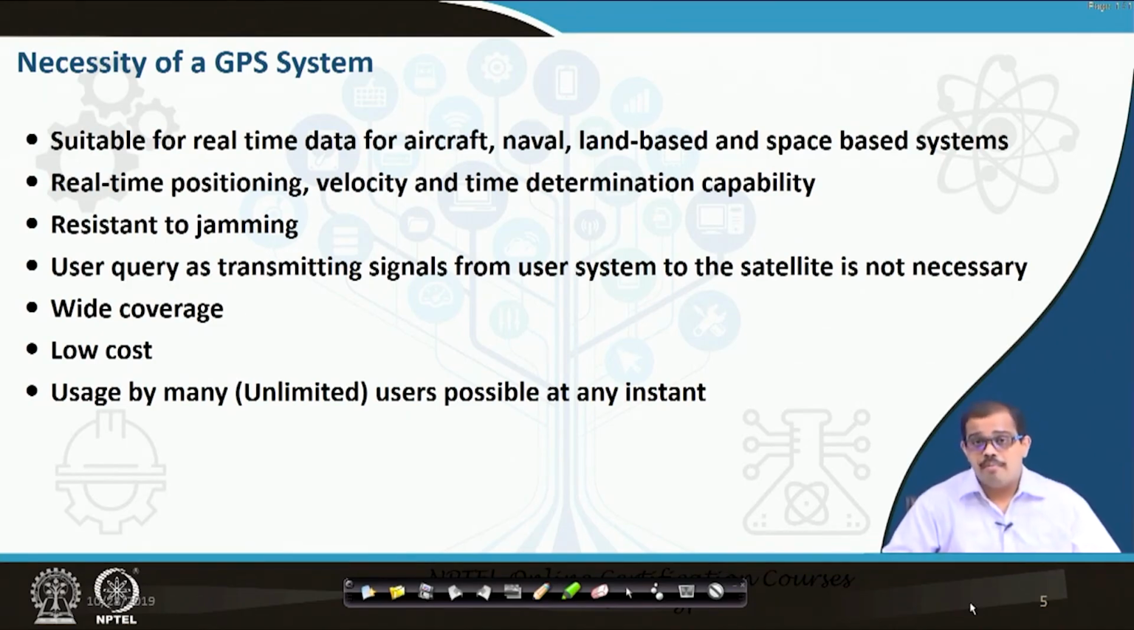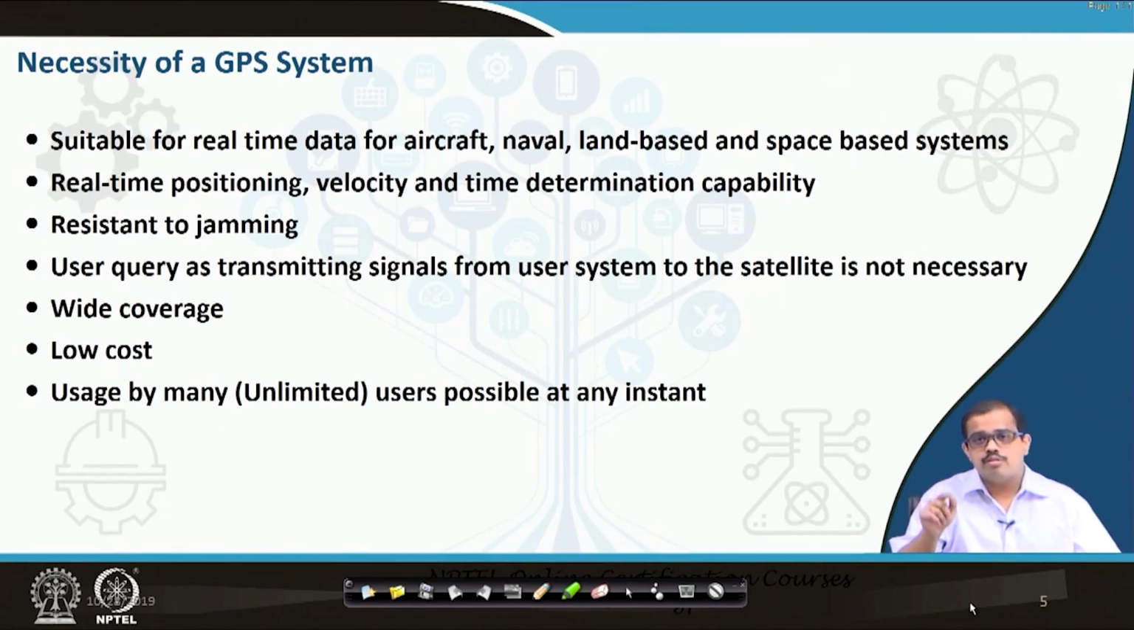Then very importantly, most of your mobile phones can be jammed, right? But these GPS systems are resistant to jamming. You cannot jam that particular channel by which the GPS acquires its signal. Transmitting user query signals from the user system to the satellite is absolutely not necessary. It means you need not send a query from your mobile phone to the satellite. Whatever query you are trying to do is sorted out by the local server of that particular app.